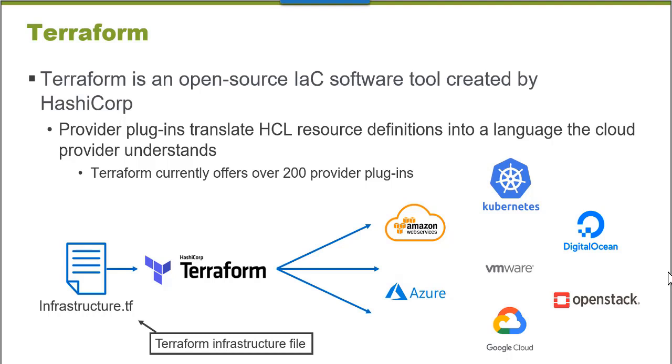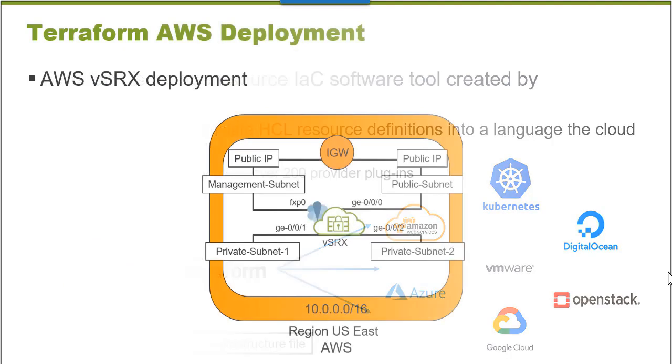So as your cloud grows more complex, this solution offers you a little bit of simplicity. One tool that can manage, automate, and orchestrate resources across multiple clouds. And in this Learning Byte, we're going to leverage Terraform to instantiate a vSRX instance in Amazon Web Services.